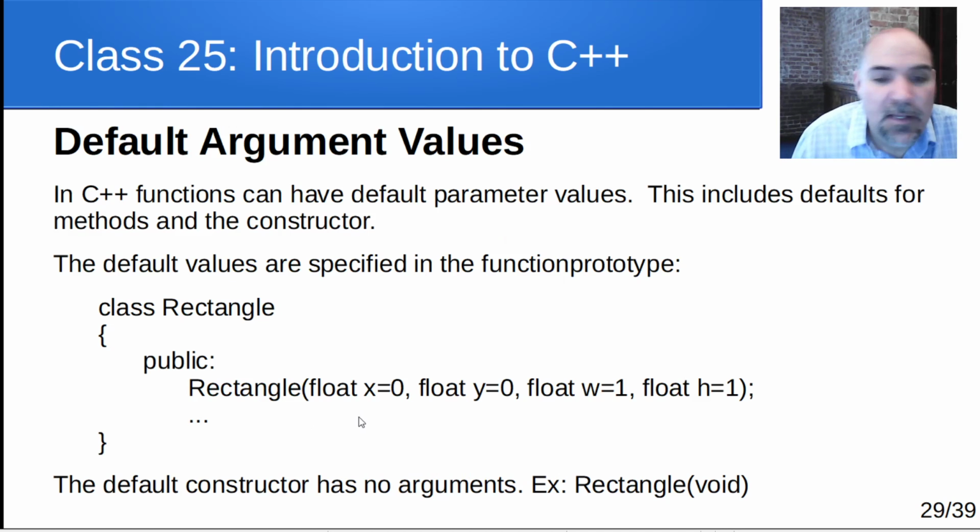Now, default argument values. This is another thing that is unique to C++ that we didn't have in C. In C, you cannot have default parameter values. In C++, you can define functions, which includes methods and the constructor, to have default values for the parameters that are passed. So the default values are specified in the function prototype.